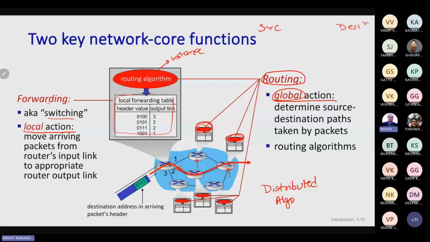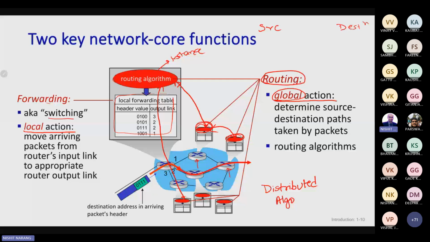These instances of the routing algorithm running on each of these switches are communicating with each other, which means the routing algorithm running on switch A is talking to the routing algorithm instance running on switch B. This is communicating with this. Right? This routing algorithm is also communicating with the instance over here. So these routing algorithm instances running on each network switch are talking to each other. That's the reason they form a distributed algorithm. They communicate with each other. They talk to each other.